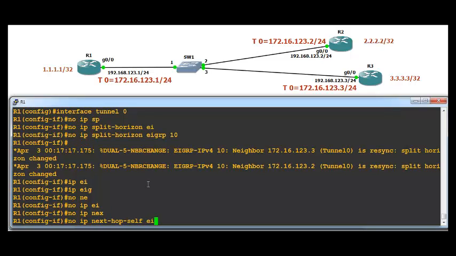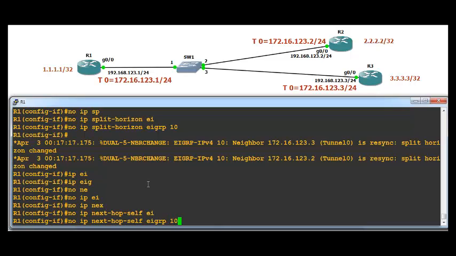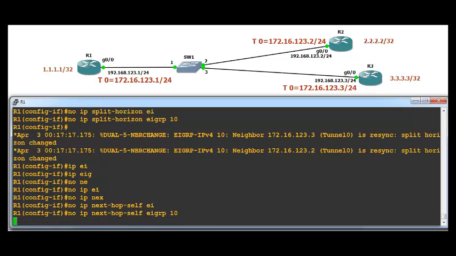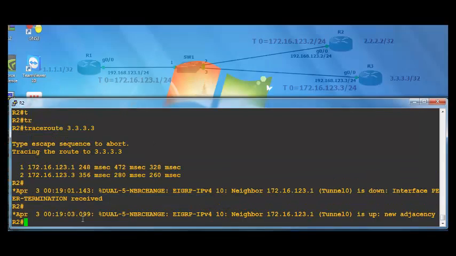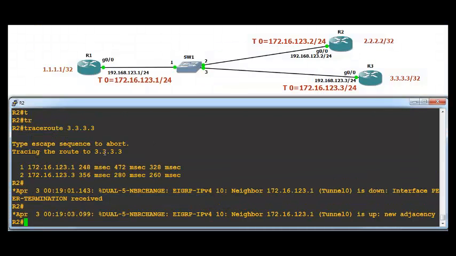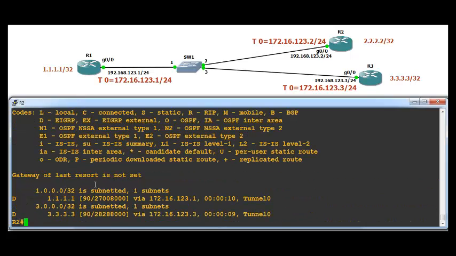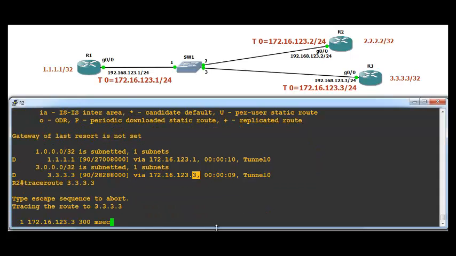No IP next-hop-self EIGRP 10. I'm saying router 1, don't take the responsibility of becoming a next hop. Now if I go and check on R2, previously when I traced this, you saw me going 2 steps. The reason is the routing table was like that. Now you see the routing table changed. If I trace route now, I can go directly.